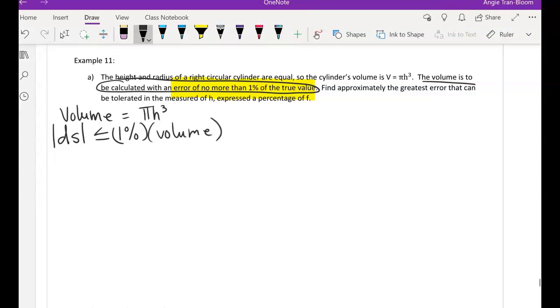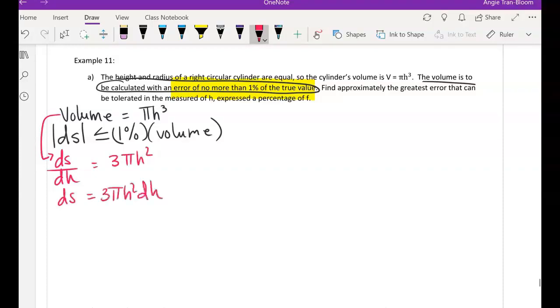So guess what? We're going to have to find the derivative. Let's use your volume equation. Find dV with respect to h. That's going to be 3 pi h squared. So dV is 3 pi h squared times dh. That's what dV is. Now we're going to take it and plug it in here. Well, I know dV, so let's substitute it in.